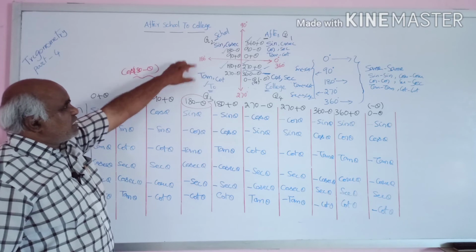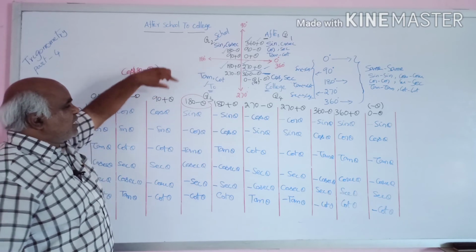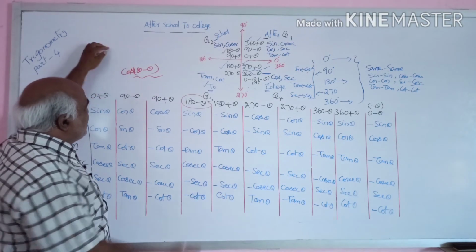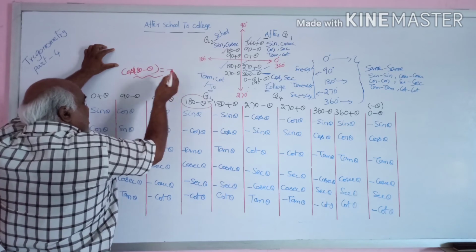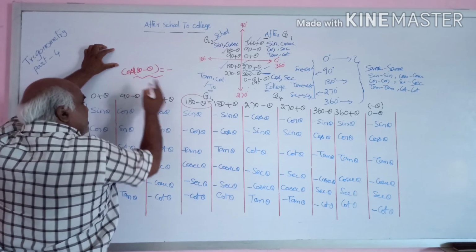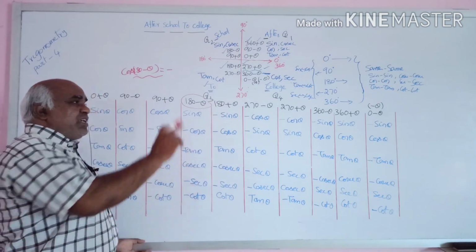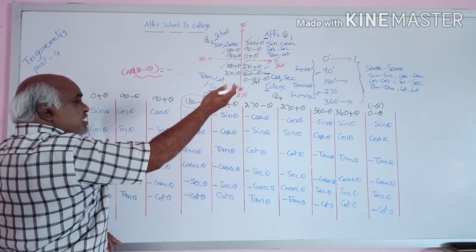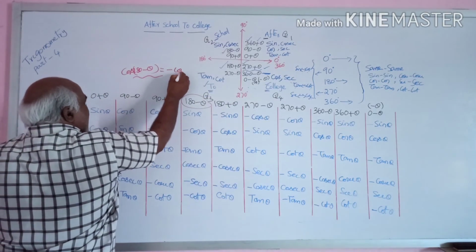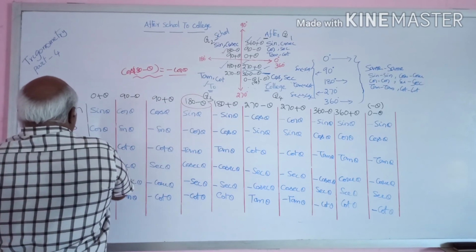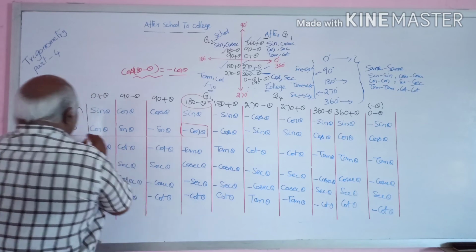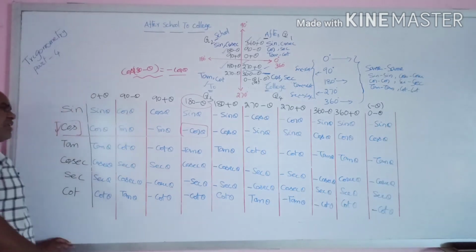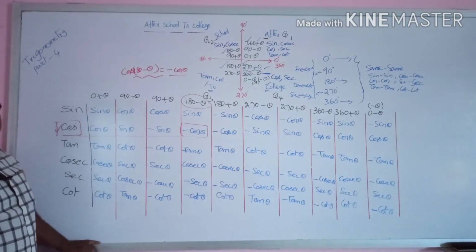Therefore, 180 minus theta is in the second quadrant. In the second quadrant, cos is negative. Therefore, in the second quadrant, cos does not appear, so it is negative. For 180, here you can see the arrow mark is to the right side. Therefore, same to same. Same to same means you can write cos theta. Therefore, cos of 180 minus theta is minus cos theta.